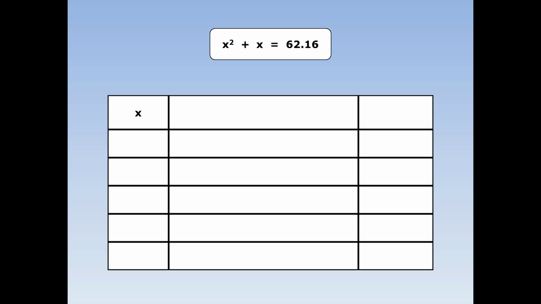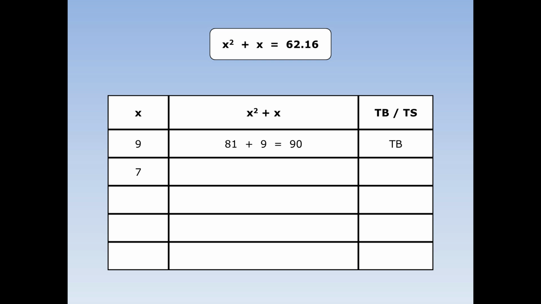In our first column, we've got an x, that's what our guesses are going to be. Then we're going to work out x squared plus x, so we're going to square the number and then add it on again. And then finally, we're going to write down if it's too big or too small. Okay, so our first guess, 9. 9 squared is 81, plus itself, 9 again, is 90. So that first guess was too big.